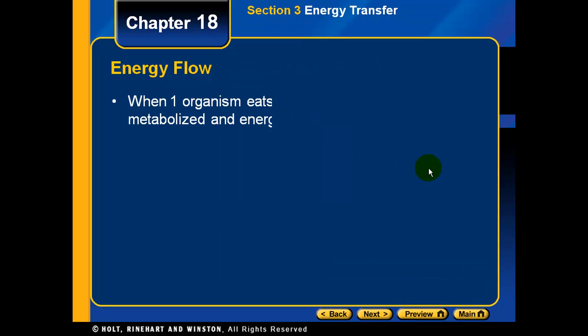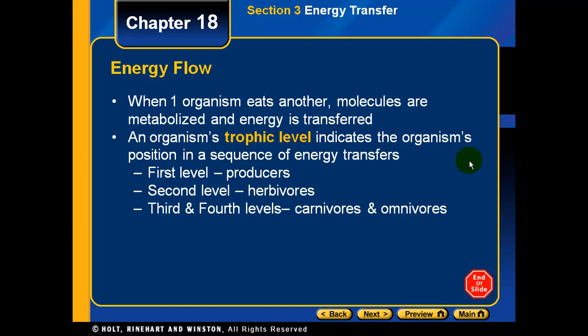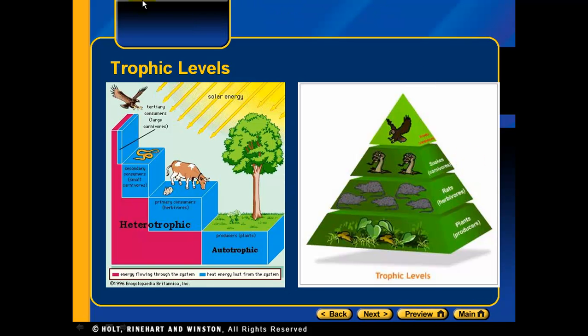All right, let's talk about this energy flow. When one organism eats another organism, molecules are metabolized and energy is transferred from one to the other. An organism's trophic level indicates the organism's position in a sequence of energy transfers. So in that picture that I just showed you in the clip, the first level at the bottom are the producers, the second level are the herbivores, and then the third and fourth levels are the carnivores and the omnivores.